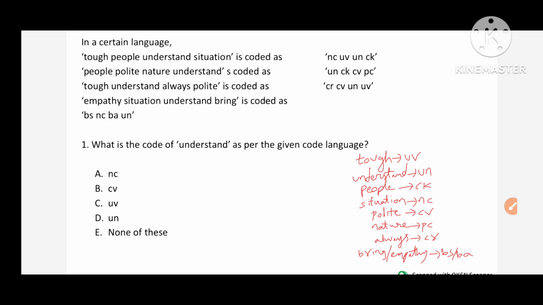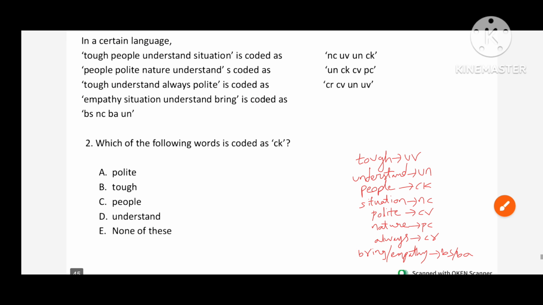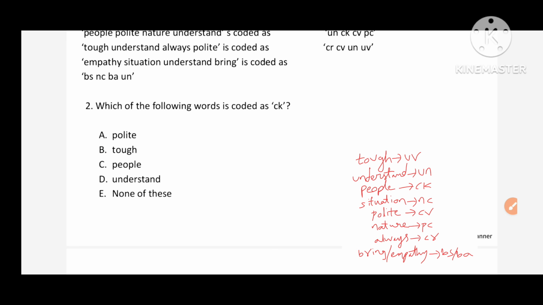What is the code for understand? For understand, the code will be UN. Option D is the answer for this question. Next, question number 2. Which of the following word is coded as CK? CK is coded for people, so option C is the answer for this question.